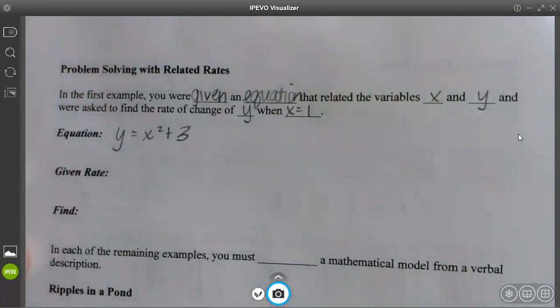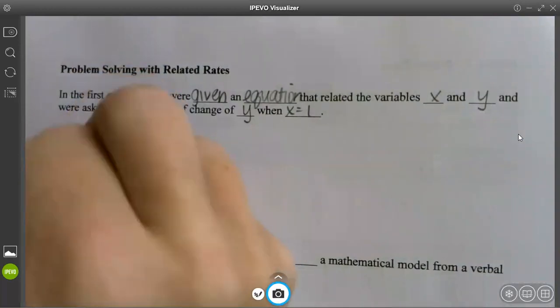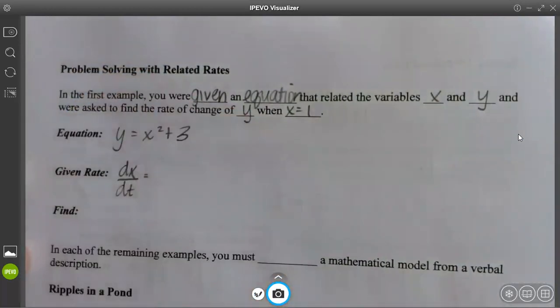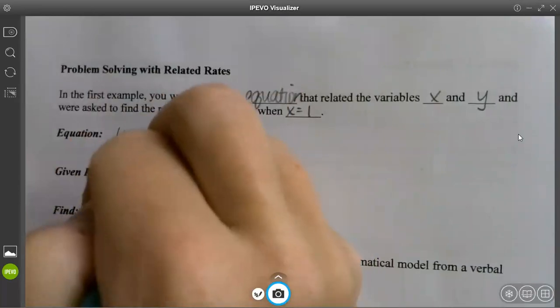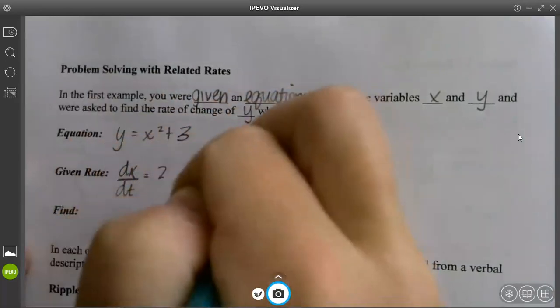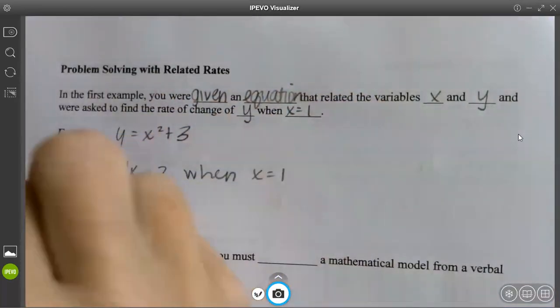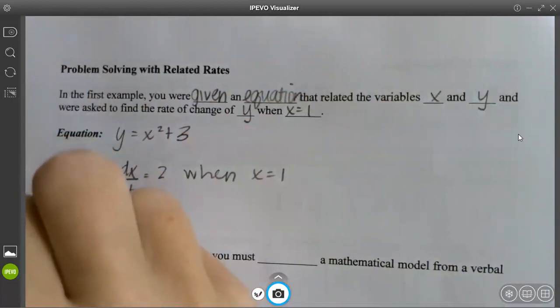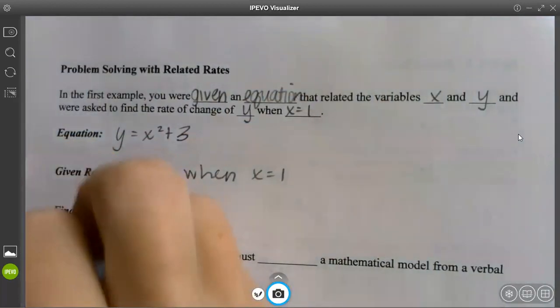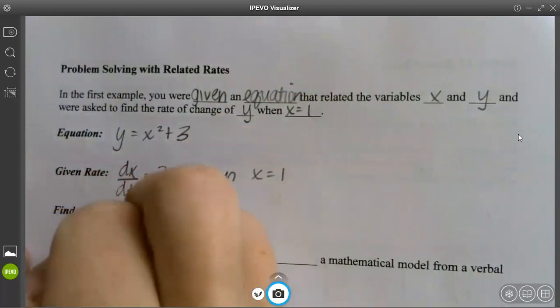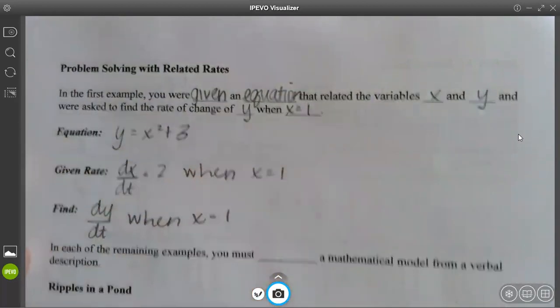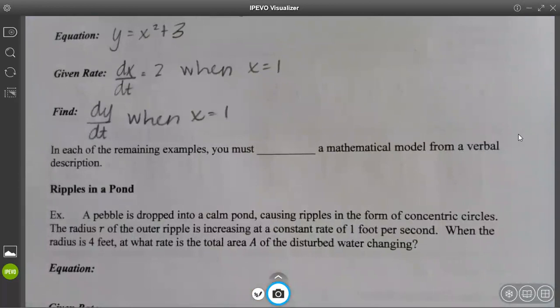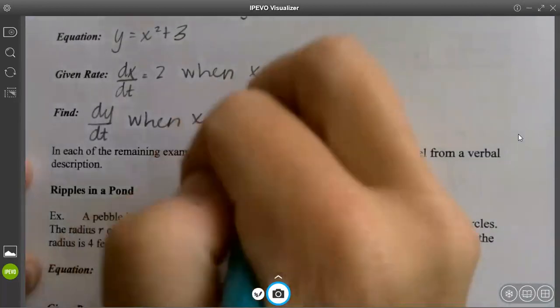Your given rate that they gave you, dx over dt is 2 when x was 1. And they ask you to find dy over dt when x was 1. In the remaining examples, you must create a mathematical model from a verbal description.